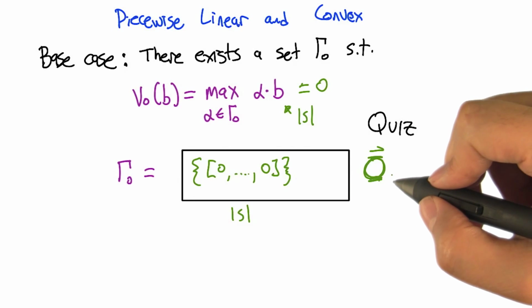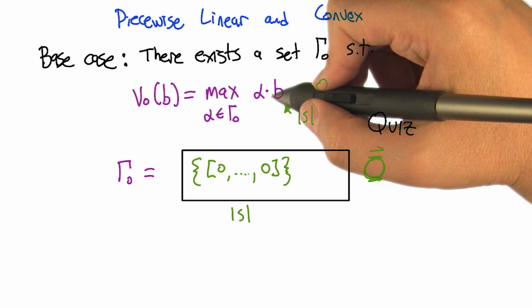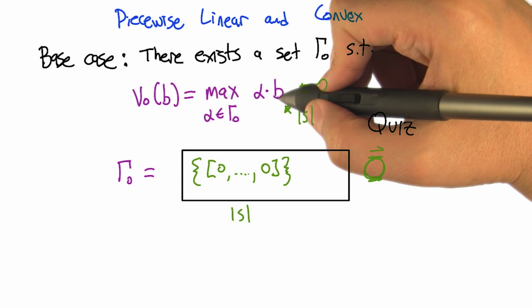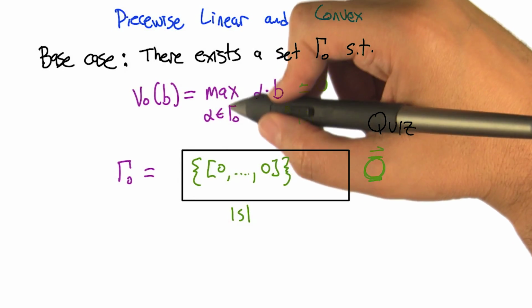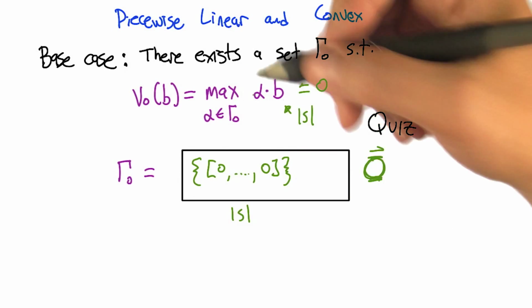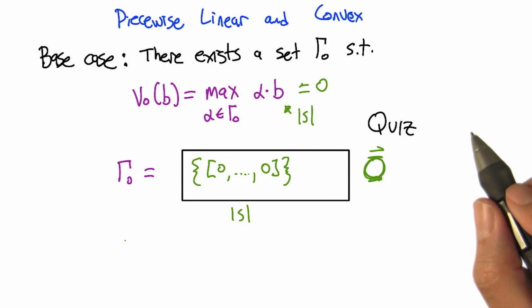Right. So the answer is 0, because 0 times something is 0. Right. We only need one vector in that set. Whatever belief state we take the dot product with that 0 vector with is going to come out with 0. The maximum over that one vector is going to be that 0 value. This is just going to spit out 0 everywhere.